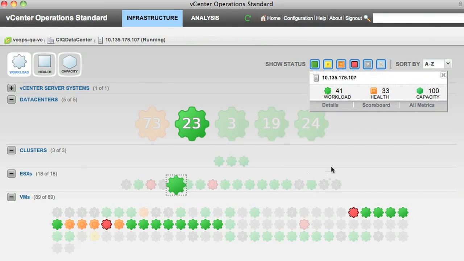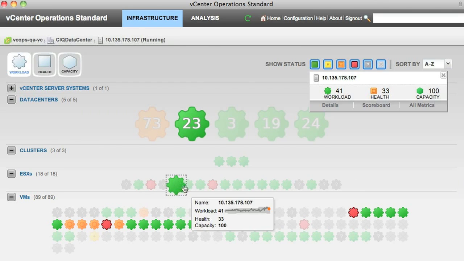So I can actually move up to my ESX host, and again, we'll see that I get a workload score for it, and a health score, and a capacity score. Even more interestingly, I can see all the VMs that are running on that ESX host. What has this enabled me to do? Well, I saw that my VM was having a problem, this one here.